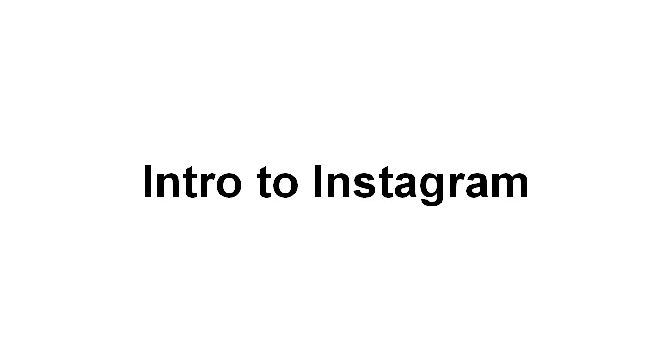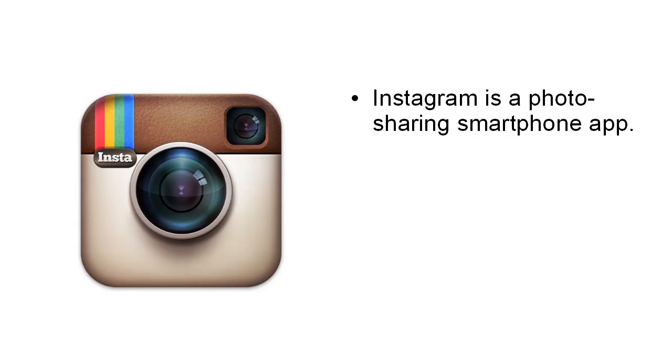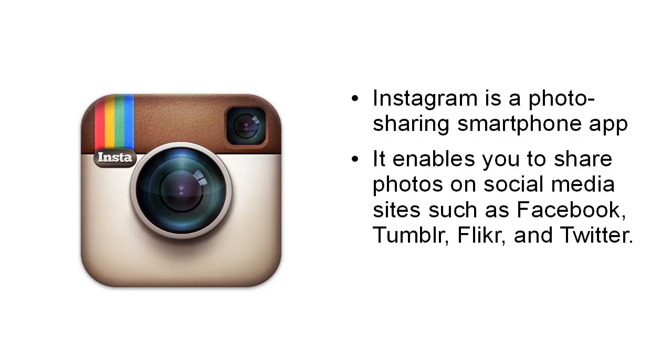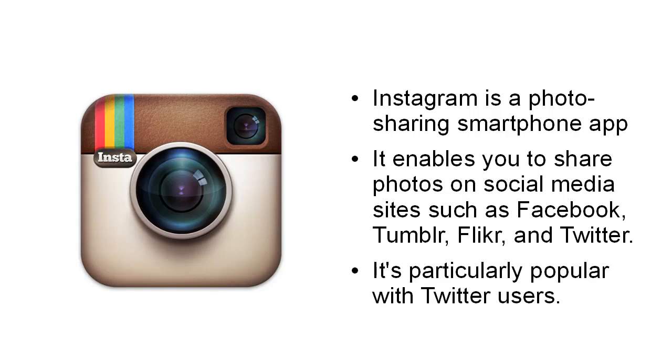In this video, I want to talk a bit about Instagram and how you can use it for marketing purposes. Before I do that, let me give you some background to Instagram. Instagram is a photo sharing smartphone app, and it enables you to share photos on social media sites such as Facebook, Tumblr, Flickr, and Twitter. And it's particularly popular with Twitter users because you can include the URL to your photograph in a Twitter tweet. And it also uses hashtags in a similar way to Twitter.